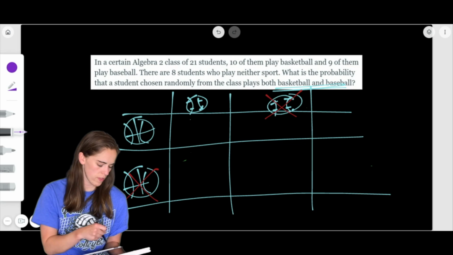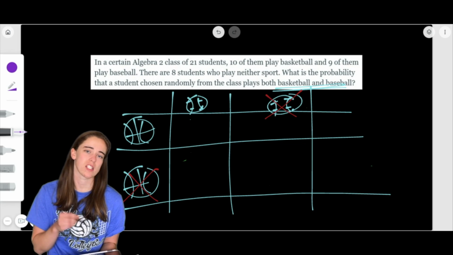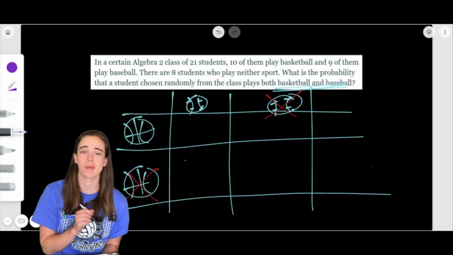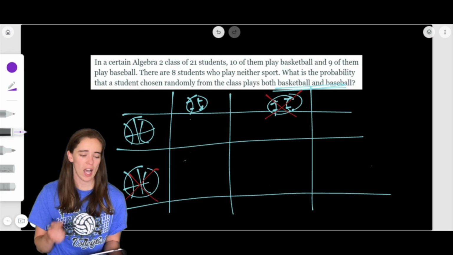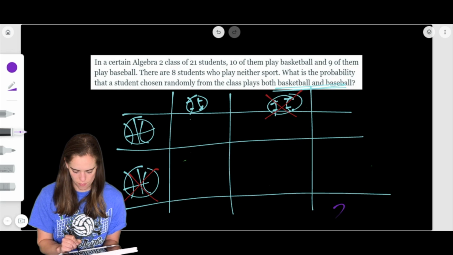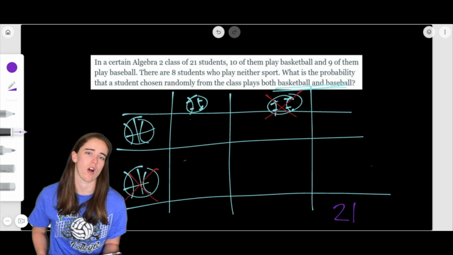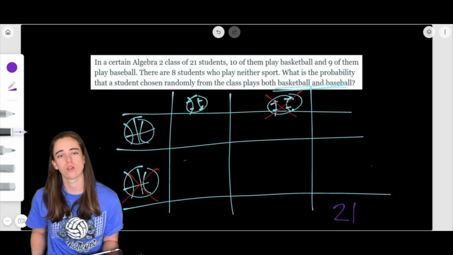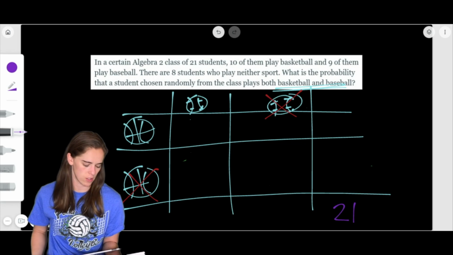Alright, so in our table, on the left side in that column, we have basketball and non-basketball players. Across the top, we have baseball and non-baseball players. Now, I know that there needs to be a total of 21 students in all, so my goal is to make that final row and that final column both add to 21.